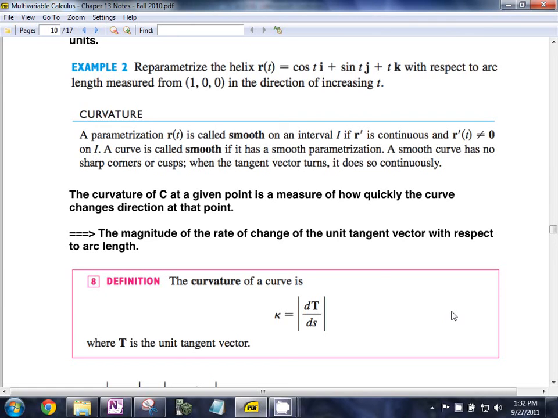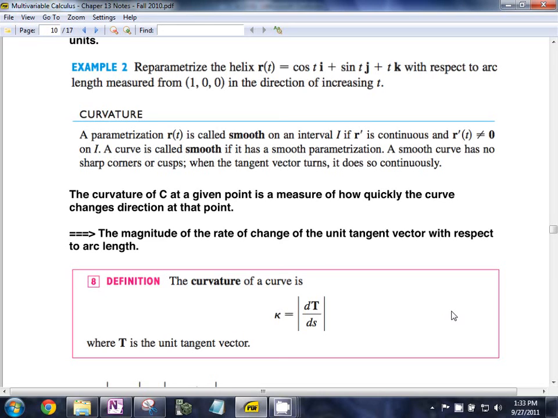You can think of it this way: do smaller circles have a higher curvature than a larger circle? What do you think? The smaller one is going to have a bigger curvature, because it's changing direction faster than a larger circle. So this is a measure of how quickly it's changing direction. That's the nice definition of the curvature K.